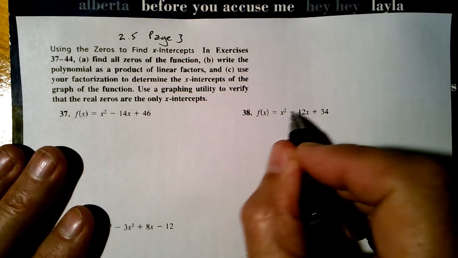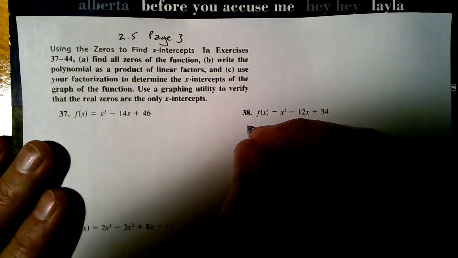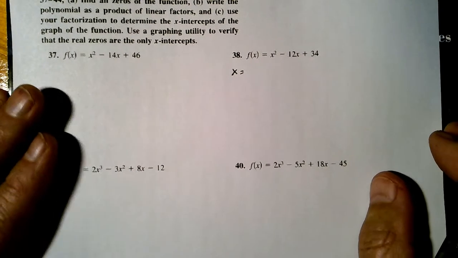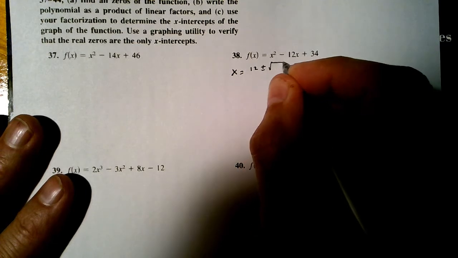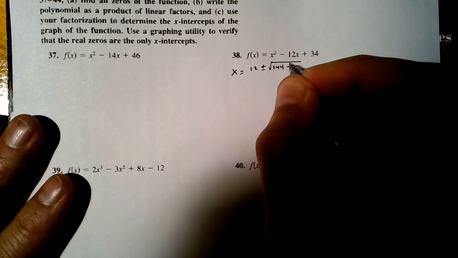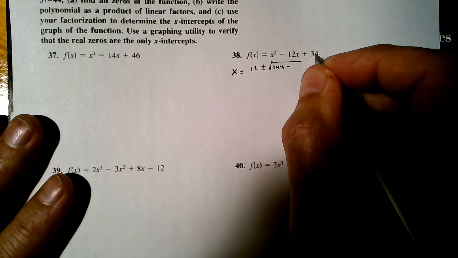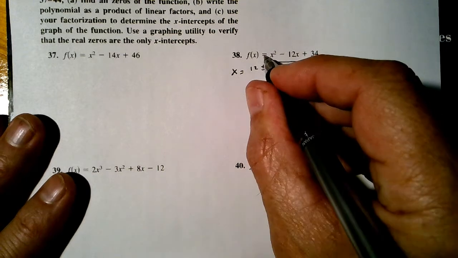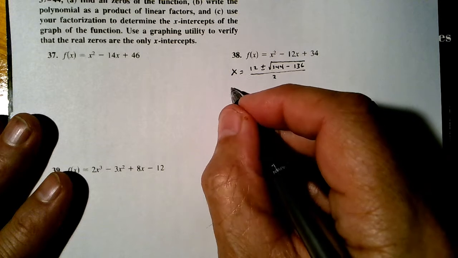So I would love to be able to factor this, but I can't come up with factors of 34 that add up to negative 12. So x equals, whoops, sorry about that. X equals the opposite of b, 12, plus or minus square root of 12 squared, 144, minus 4 times 34, that's 136. 4 times 1 times 34, 136. You can check it. All over 2a, 2.